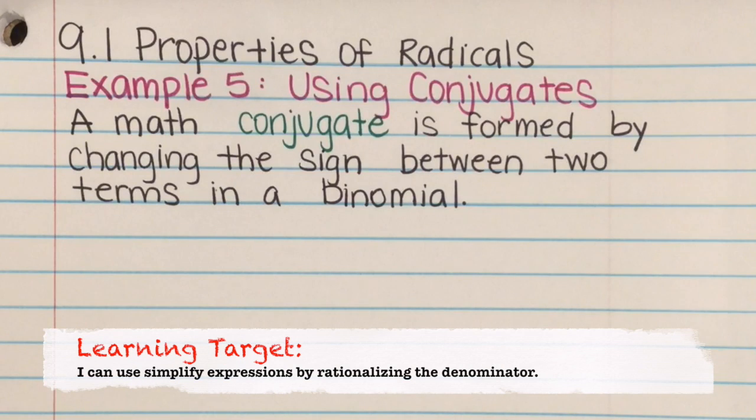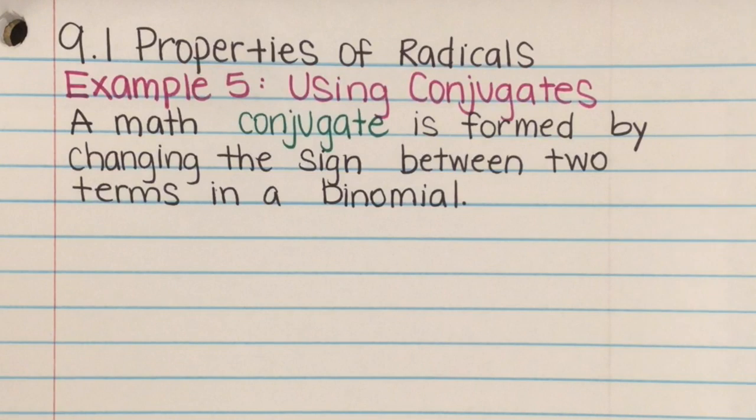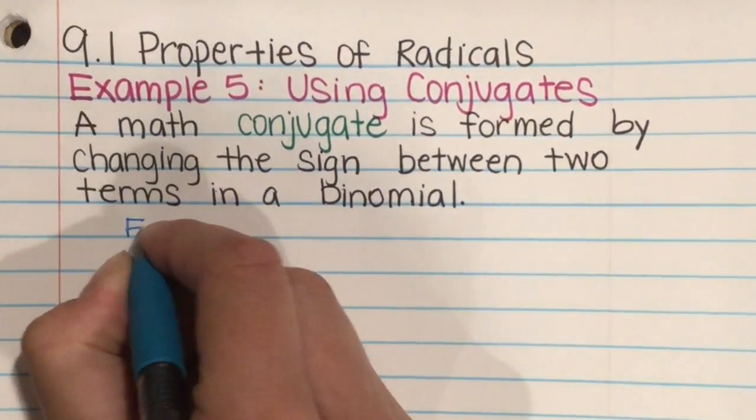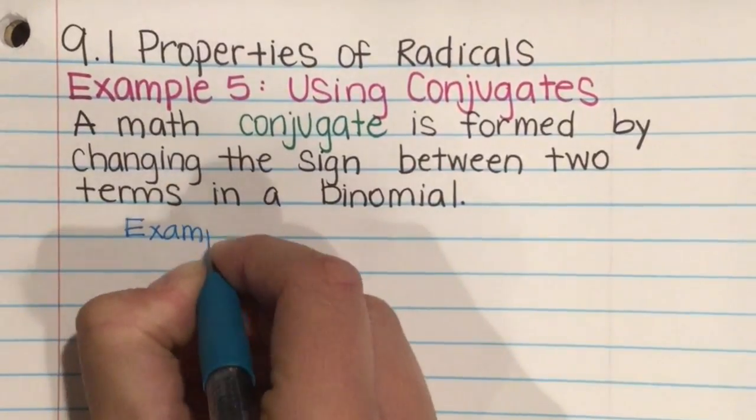All right, we are moving on to section 9.1, example 5, which is using conjugates. Now, a math conjugate is formed by changing the sign between two terms in a binomial. So a couple of examples. What does that actually look like?